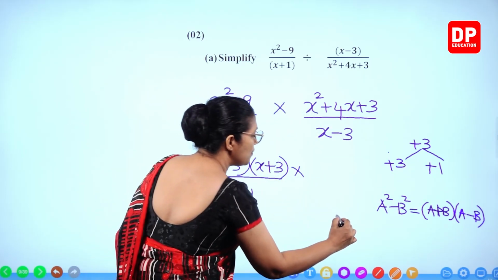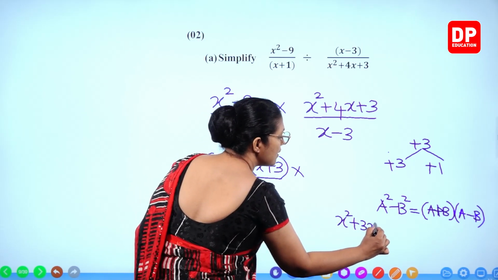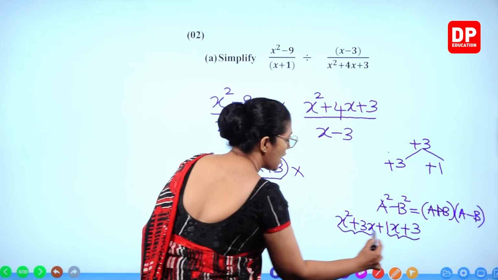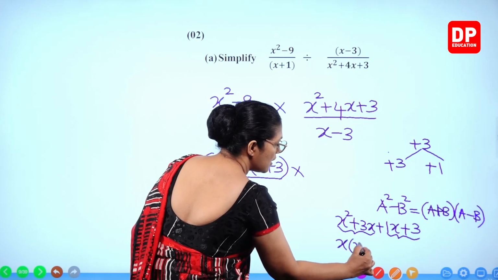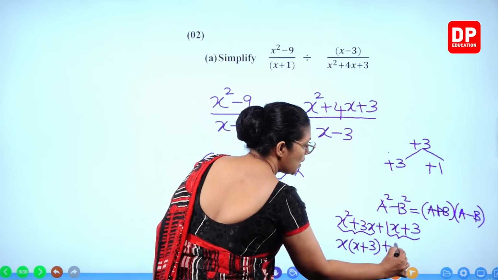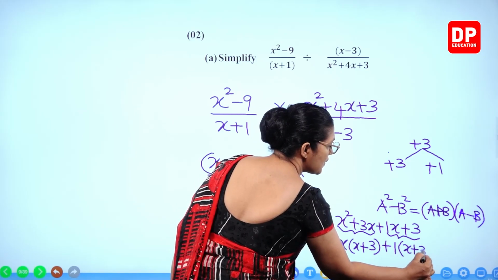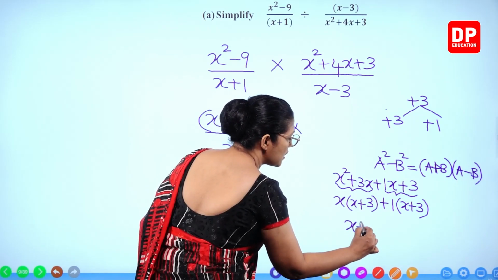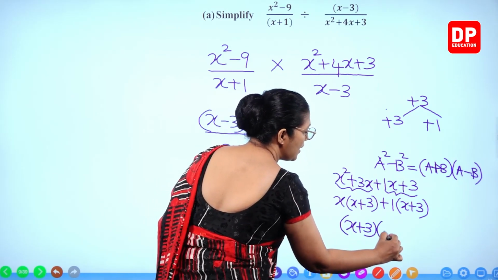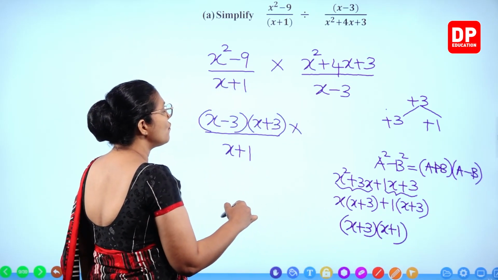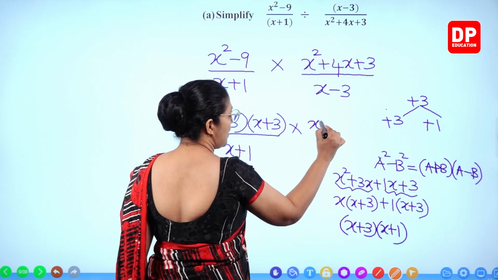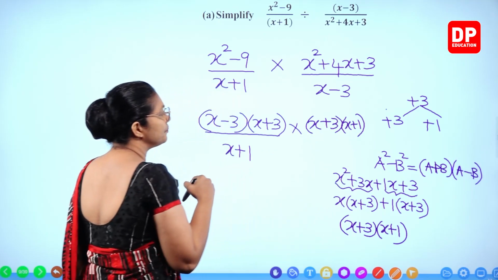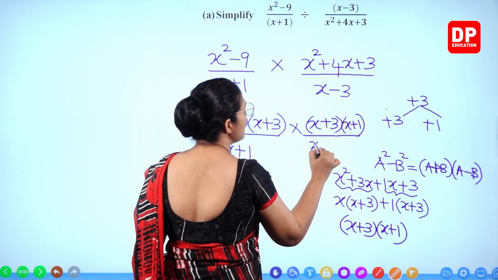So split the middle term into 3x and 1x. Then take two terms at once and factorize. You can take x out, and x plus 3 is remaining. And then when you take plus 1, you get x plus 3. So when you take x plus 3 out, x plus 1 is remaining. Those are the two factors. So you can write this one as x plus 3 and x plus 1. Then this one is x minus 3.